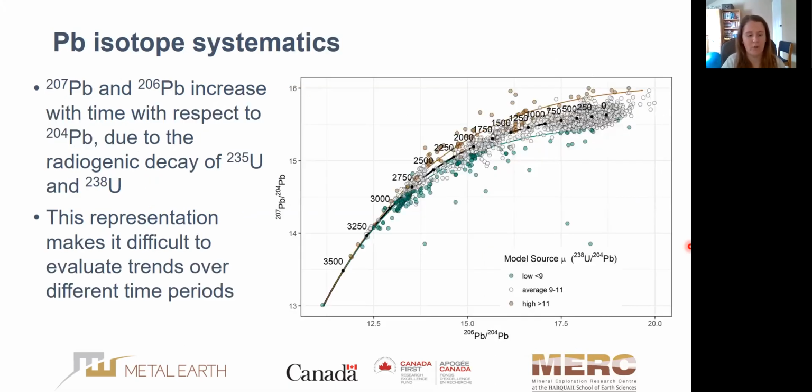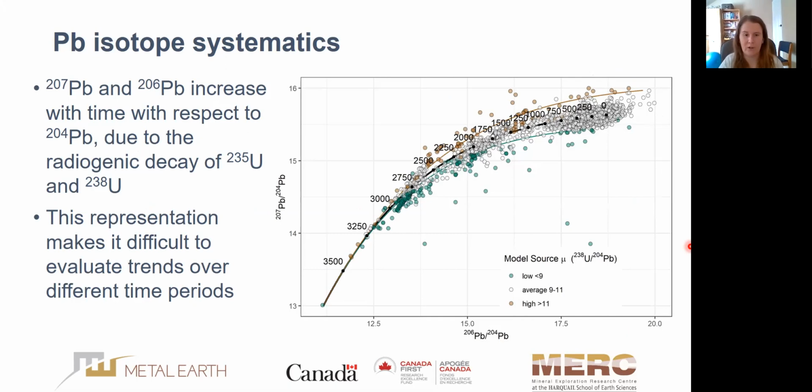So just a quick overview on lead isotope systematics. I won't dwell on this too much. What we're really looking at is lead 207 and lead 206 with respect to common lead, which is lead 204. Lead 207 and lead 206 increase with time compared to 204 because they come from the radiogenic decay of uranium 235 and uranium 238.